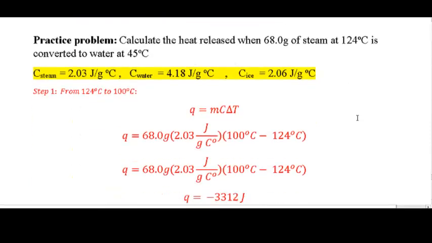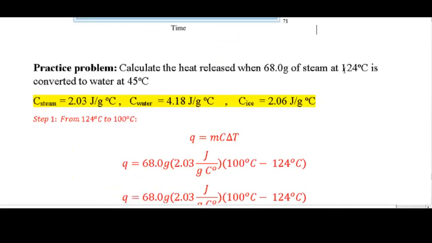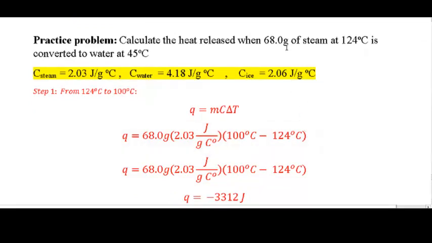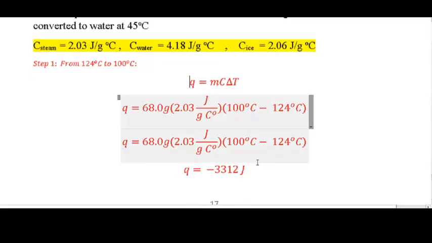So the trick to this problem is to split this up. So you're going to go from 124 degrees C to 100 degrees C. That's where you have your phase change. So Q equals mc delta T. Phase 1, you have 68 grams of steam. The specific heat of steam is this value that I got from the textbook. And final is 100, minus 124 degrees C is your initial. And solving for that, our units cancel. Minus 3312 joules. Minus sign because heat is being released.